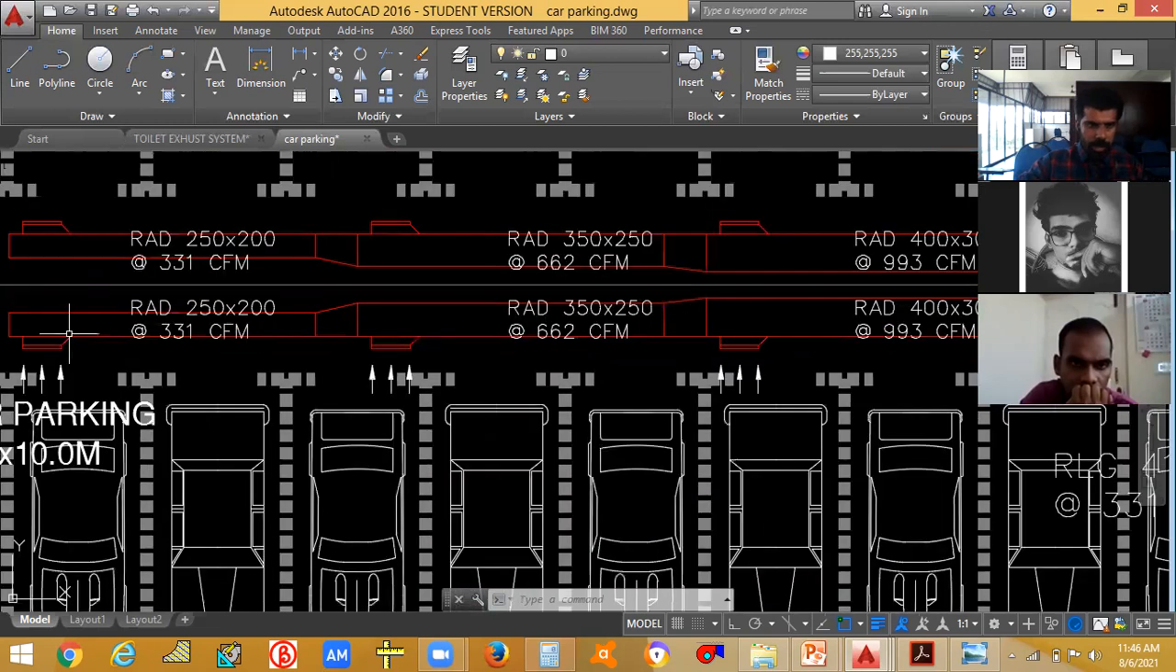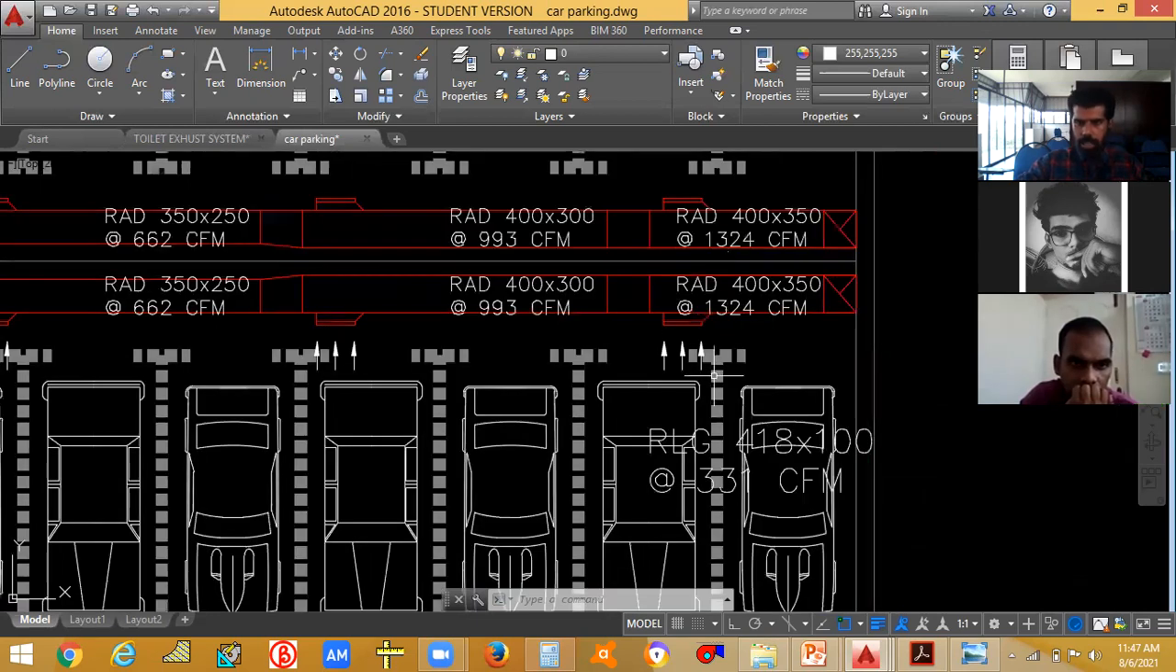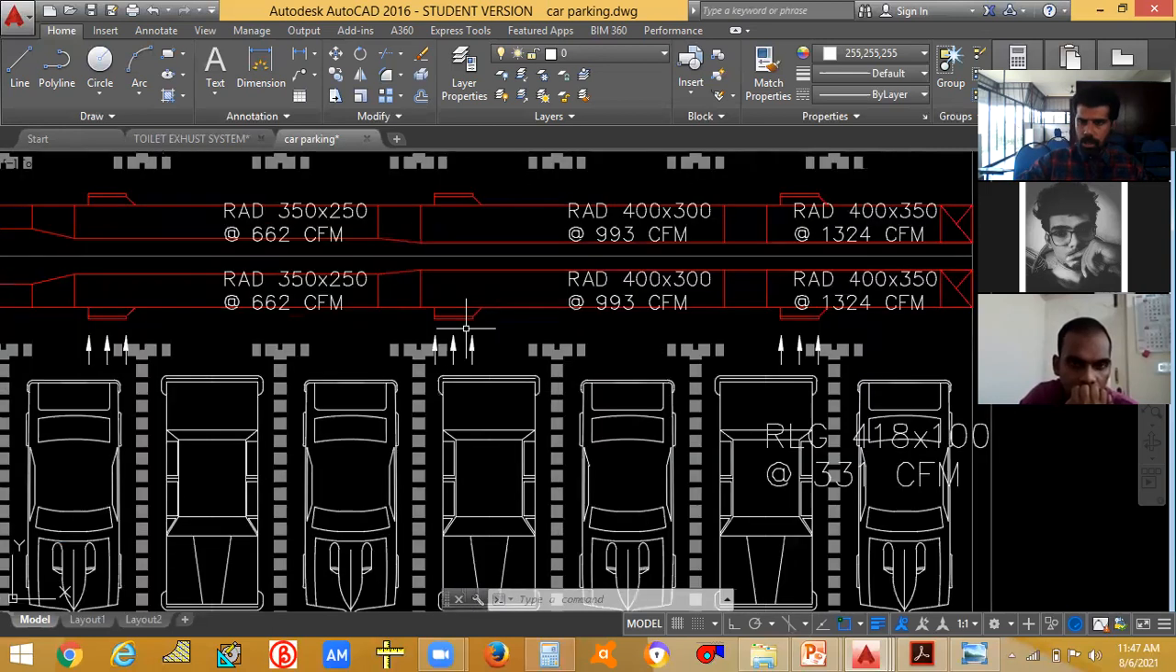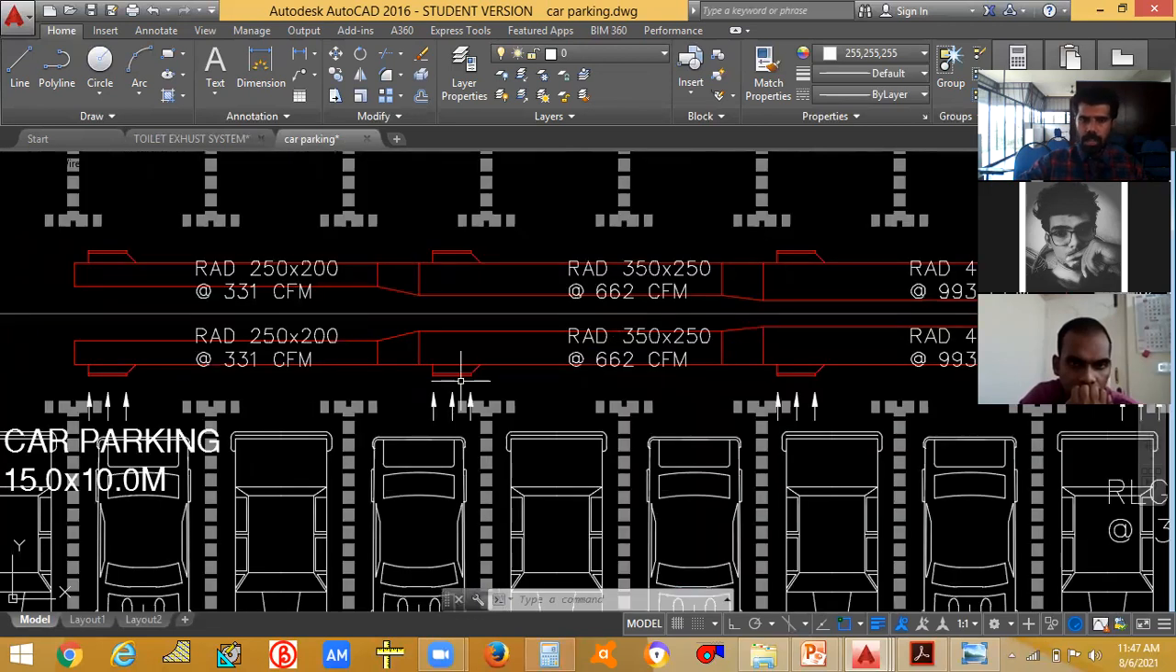Here it will be 331. Here it will be 331. Here it will be 331. Here also it will be 331. When coming to the main duct, the air passing through will be the total air. Here only 993, because 331 CFM is already exhausted. First only 993. Here again 331 is being lost. Again here only 662. Again 331 is lost. Rest only 331 is left.